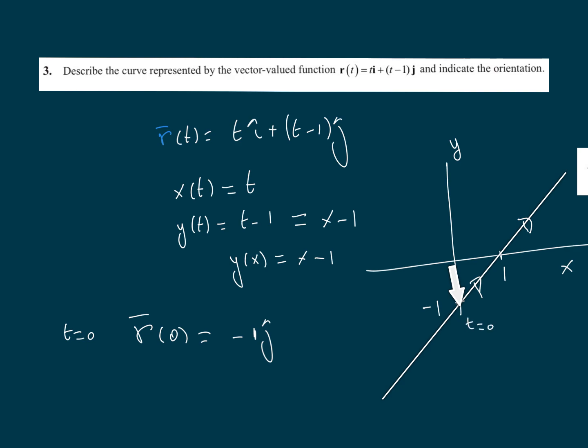Now, at t equals 1, it may be possible that the object is through here or through here. We will find where the object is. At t equals 1, r of 1 will be 1i plus 0j. Wow. 1i plus 0j is this vector. And this happened at t equals 1. So at t equals 0, the object was here, at this position.